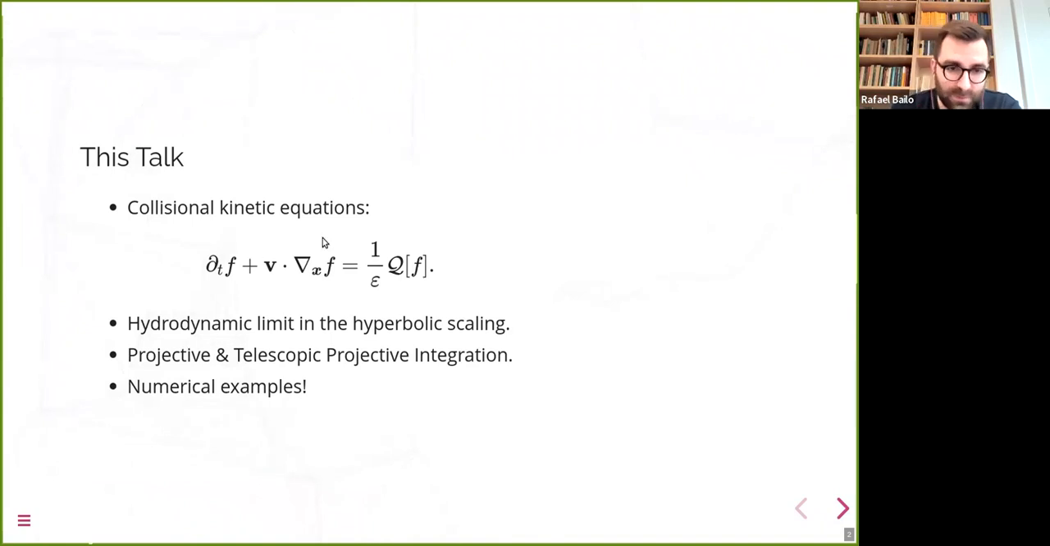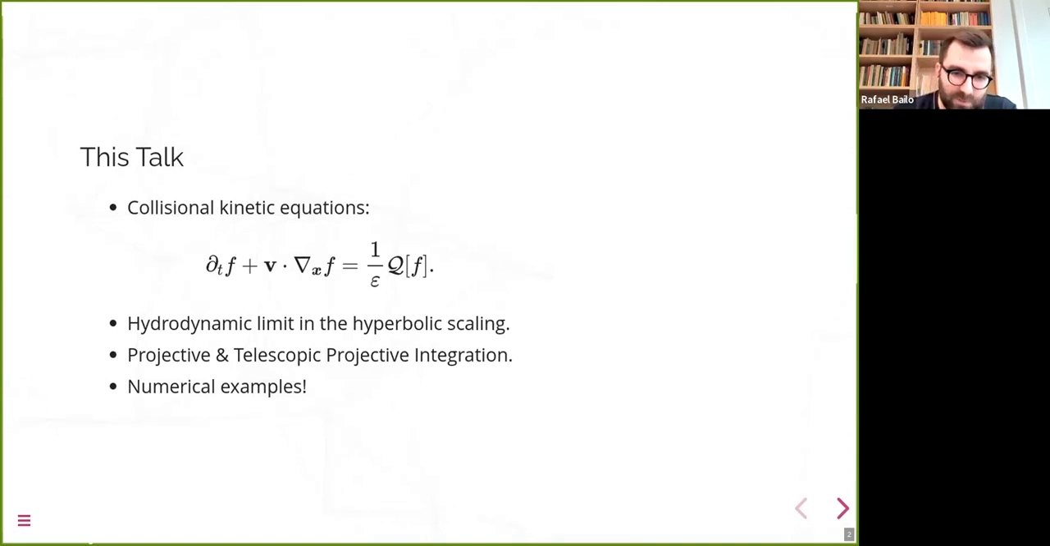So the idea is to take your kinetic equation of choice, take the Knudsen number to 0, and hopefully have a numerical scheme which is asymptotic preserving in some sense. For this, we're going to use projective and telescopic projective integrations, which are somehow old ideas, which are having a new life recently, being used in kinetic equations.